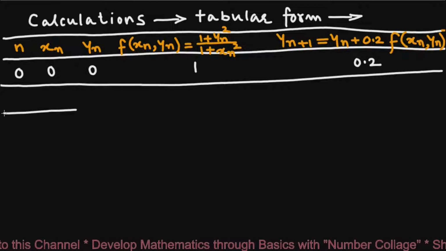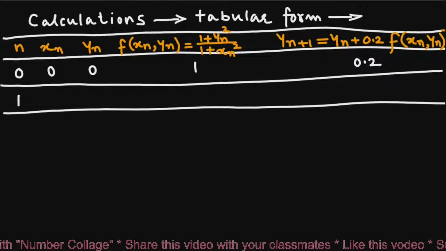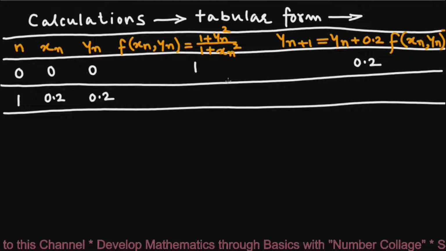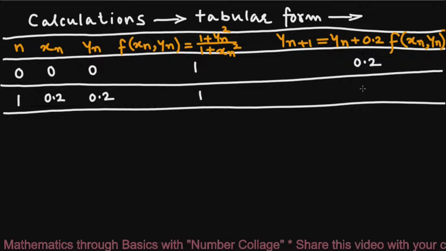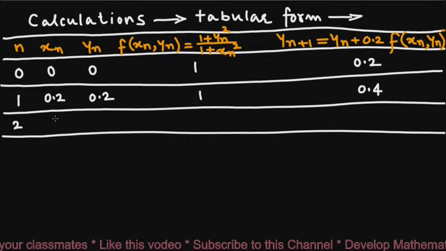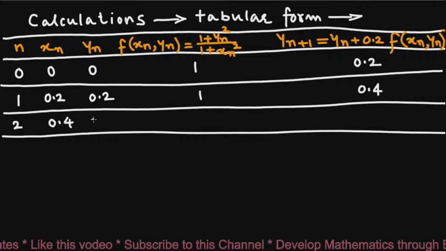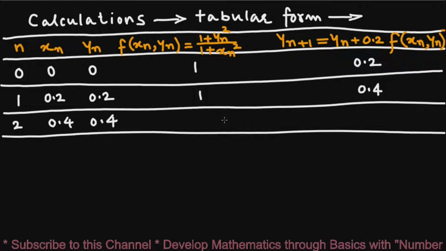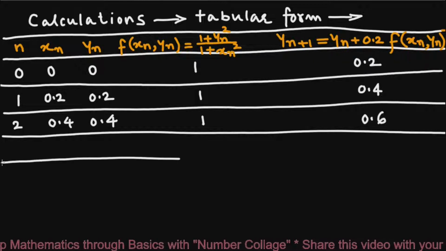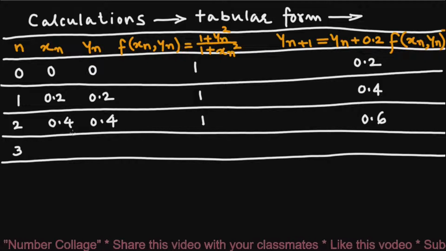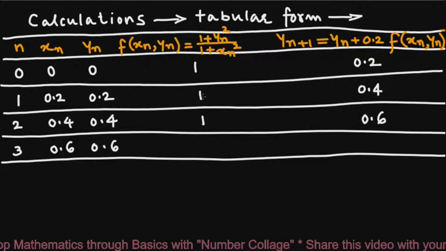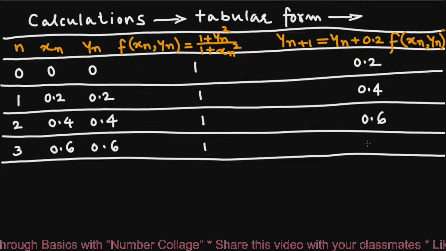In the next row, we write n equals 1, xn is 0.2, yn is 0.2, and f of xn yn is 1 and yn plus 1 is 0.4. In the next row, n is 2, xn is 0.4, yn is 0.4, f of xn yn is 1 and yn plus 1 is 0.6. In the next row, n is 3, xn is 0.6, yn is 0.6, f of xn yn is 1 and yn plus 1 is 0.8.